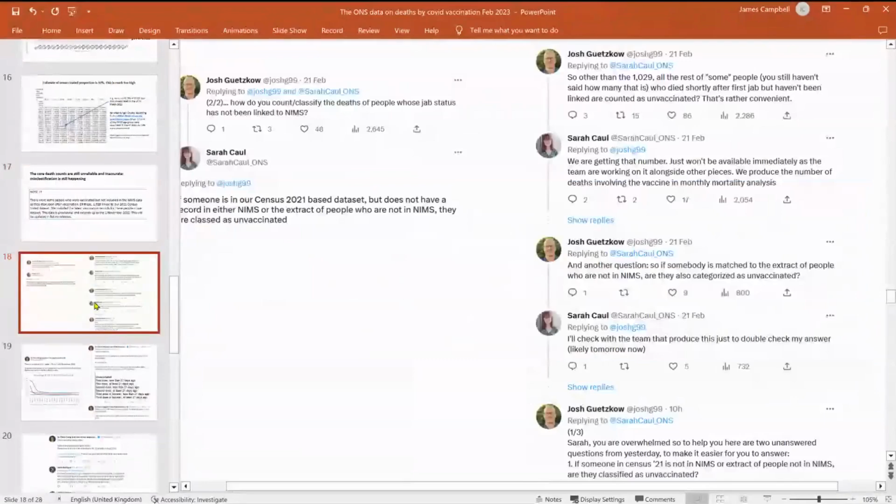We can't see the detail on that, Norman, so can you just give us the gist of what it's saying? So the gist is that he was asking how you count and classify the deaths of people whose jab status has not been linked to NIMS. And remind us what NIMS is. Oh, that's the National Immunisation Management System, which is what the ONS is using to link to the NHS records for the vaccination status. Sorry about that.